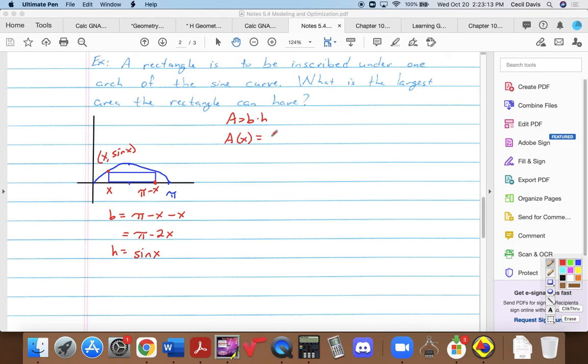So that will be, the base is pi minus 2x times sine of x.